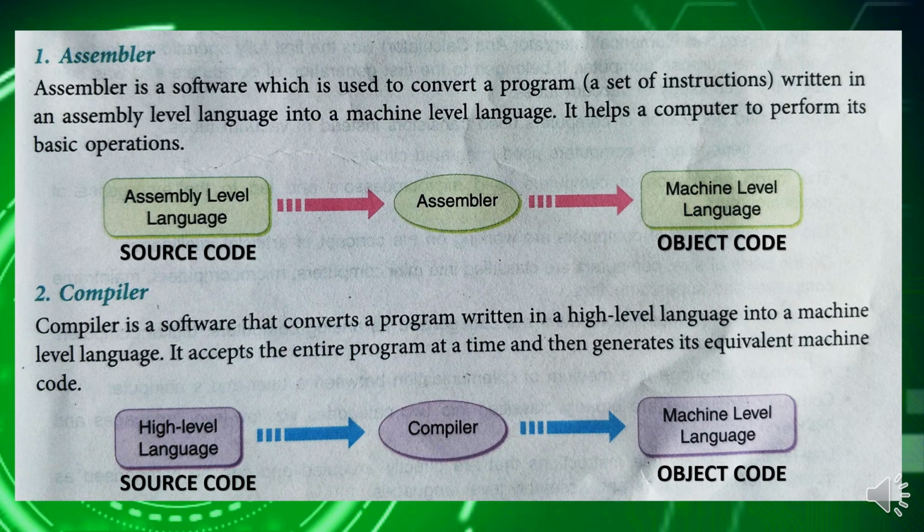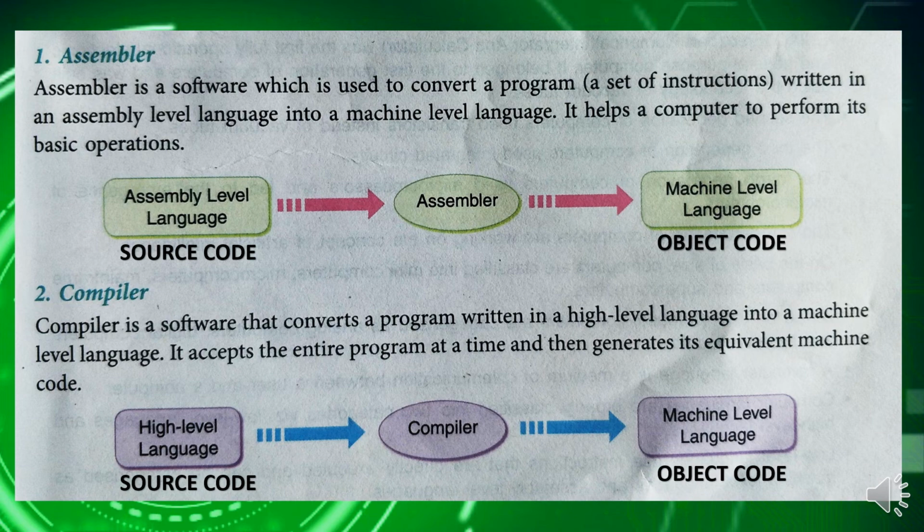Now let us talk about the second translator, that is compiler. Compiler is also a translator software that converts a program written in a high level language into a machine level language. It accepts the entire program at a time and then generates its equivalent machine code. Here again, dear students, the codes which are written in high level language are also called source code.